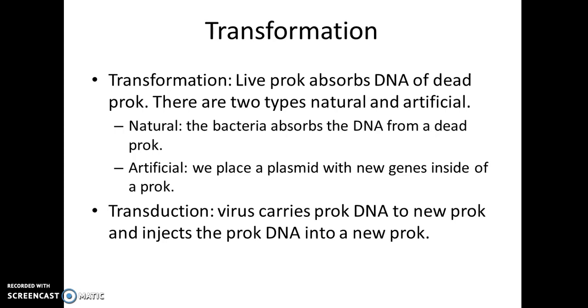And we're going to do that later on in the year in the recombinant DNA section because we're going to review artificial transformation. Transduction, the virus carries prok DNA to a new prokaryote, injects the prokaryotic DNA into the new prokaryote and the DNA mixes, and you have sex. So the three ways that you can have sex in a prokaryote is conjugation, transformation, and transduction.